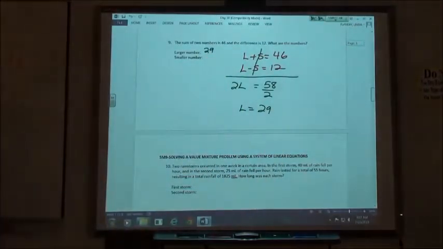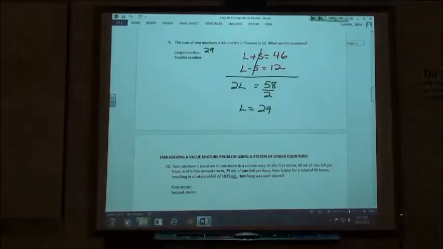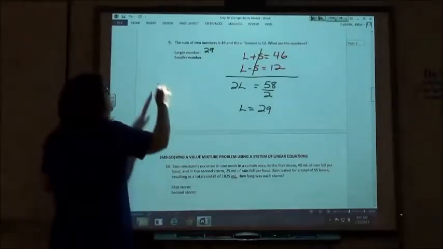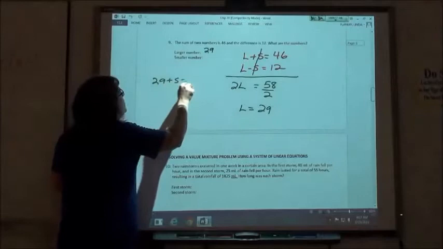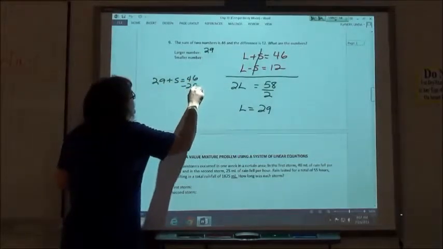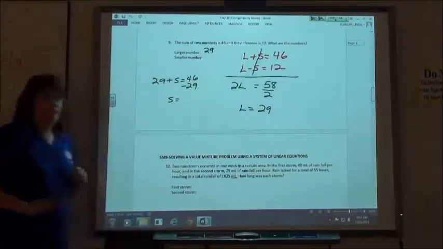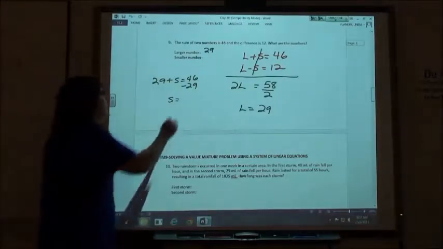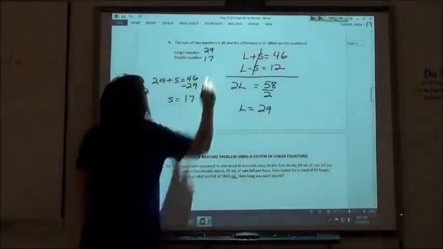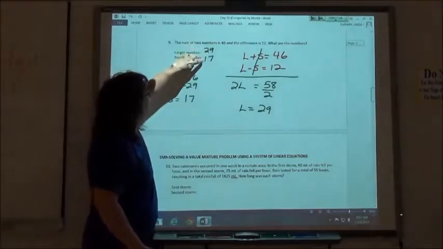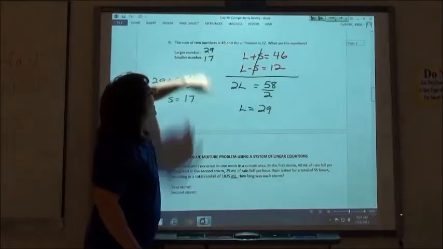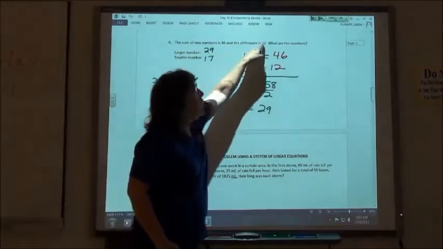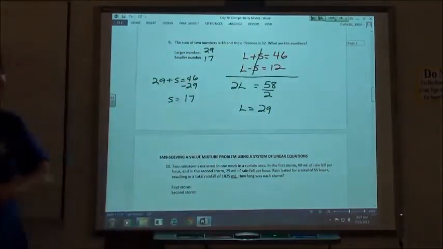I want to find my small number. Again, I could substitute into either equation and solve, but usually the one with the plus sign is easier to do than the one with the minus sign. So 29 plus S equals 46. And if I subtract then, S equals 17. So I should be able to add my two numbers together and get 46. And if I subtract my two numbers, I get 12. Yep, I do.